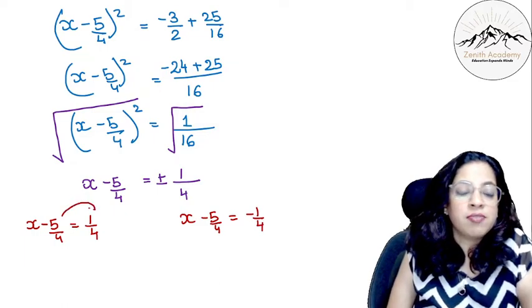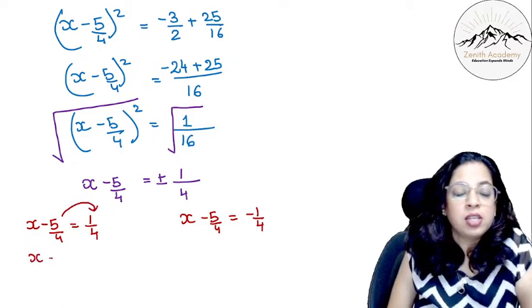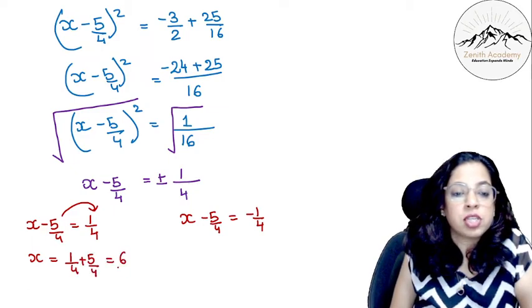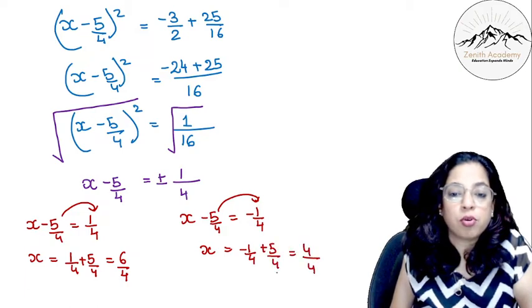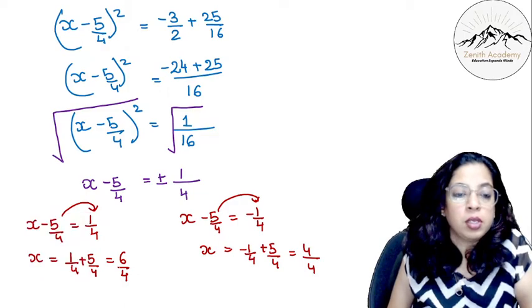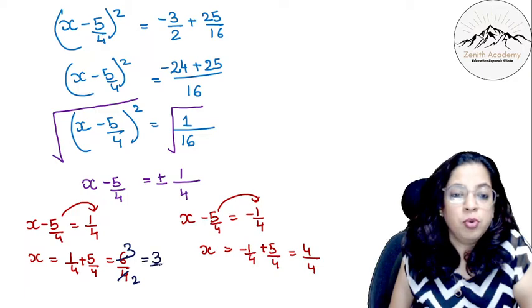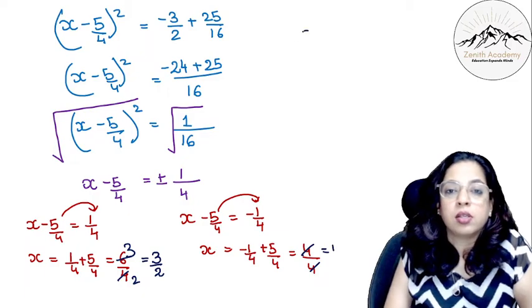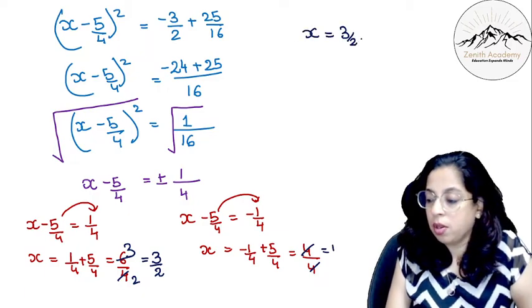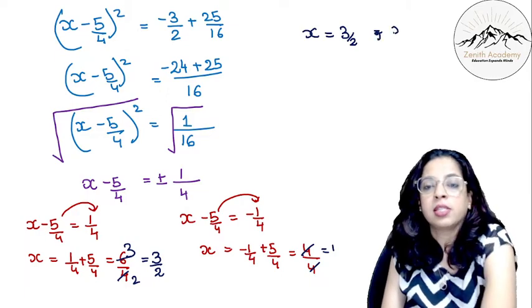So now in this case, if I take minus 5/4 on the other side, x is equal to 1/4 plus 5/4, which is equal to 6/4. And here x is equal to, if I take it on the other side, it becomes minus 1/4 plus 5/4. So it becomes 4/4. Correct? So if I cancel 2, 2 and 3, it becomes 3/2. So one of the x is 3/2 and another x is 1. So x is equal to 3/2 and x is equal to 1.